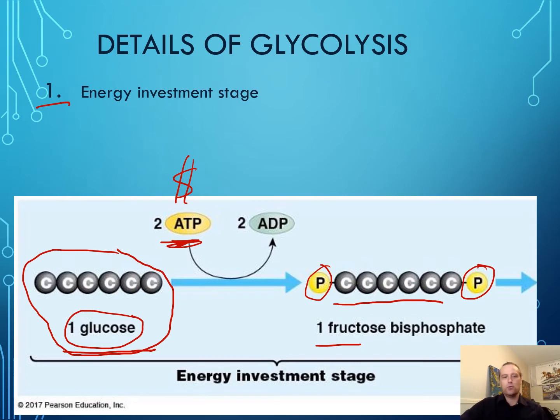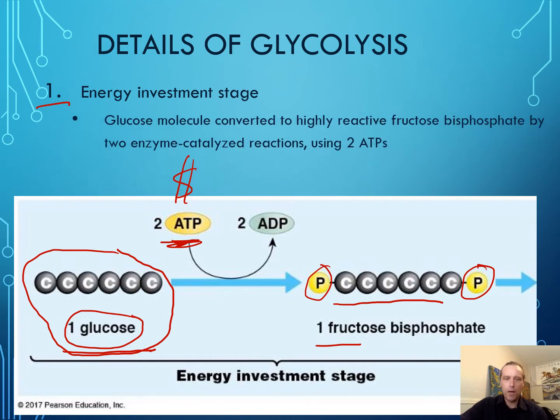split it in two. So after the energy investment stage, we're going to split it in two. So a glucose molecule is converted to highly reactive fructose bisphosphate. And if this sounds hard to remember, "ose" always means a carbohydrate, like glucose, carbs. "Bis" means two. Phosphate means phosphate. So it's basically a carbohydrate with two phosphates on it.